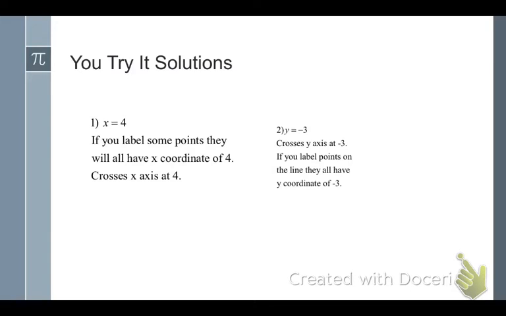Okay, so x equals 4 was the first line, it was vertical. y equals negative 3 was the second line, it was horizontal. And if you can't remember which is which, pick some points off the line, write down the coordinates, and see what number is the same. Is it the x's or the y's that are the same? That'll also tell you.